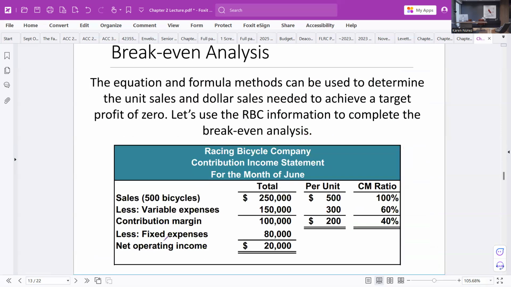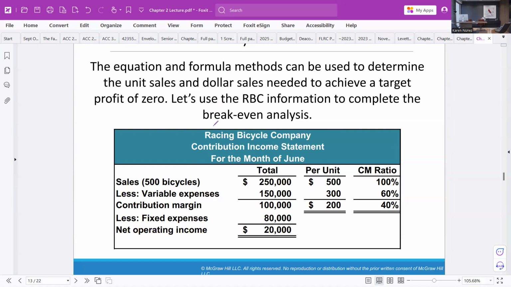So the equation method, now that we understand how to calculate that contribution margin ratio, along with the variable expense ratio, using the equation method to calculate some of the variables that we need, starting with break-even analysis. So here's our basic income statement. We've got total dollars here. We've got per unit dollars here. So the total dollars divided by the volume, 500 bicycles, is always going to give us our per unit numbers. 250,000 divided by 500 gives us 500. 150,000 divided by 500 gives us 300. And 100,000 divided by 500 gives us 20.